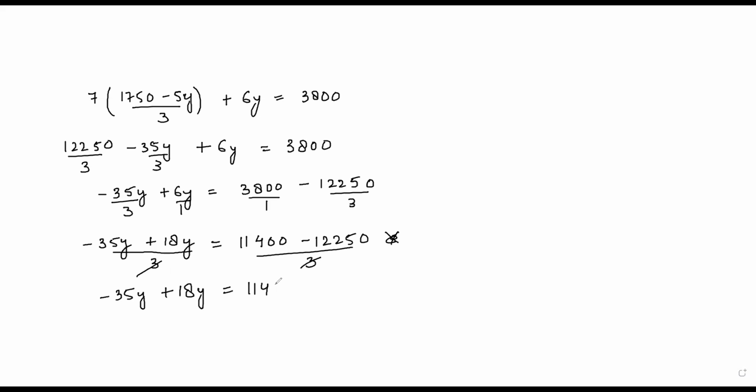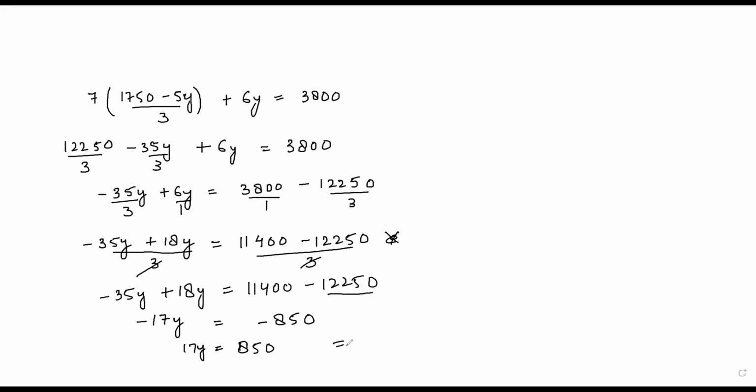So in the next step, I'll get minus 35y plus 18y is equal to 11400 minus 12250. So this will be how much? 35 minus 18? Tell me. Minus 17. Okay, minus 17y is equal to, now here, please subtract and tell me. This one is a greater number, so you'll get a negative number. Minus 850, right? Yes, ma'am. Okay, so the minus sign will also go away. So you have 17y is equal to 850.